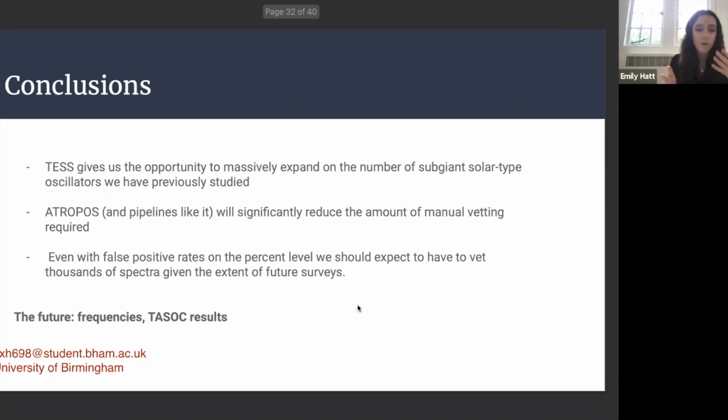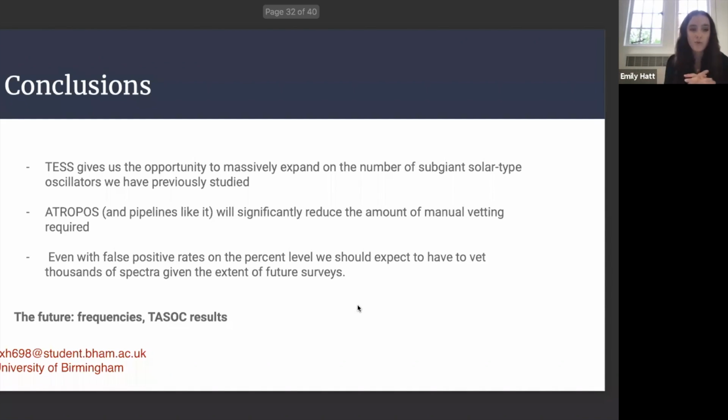We know that pipelines like ATROPOS, and there's another pipeline called the Quick Look pipeline, I believe, which takes images and uses machine learning, will significantly reduce the amount of manual vetting required. But given the extent of future surveys, even if you have a false positive rate of a few percent, you're still going to end up with thousands of spectra, which could be false positives. So manual vetting is likely not completely defeated yet.